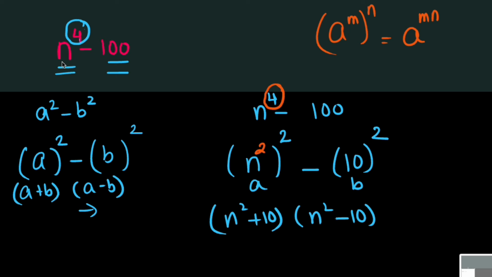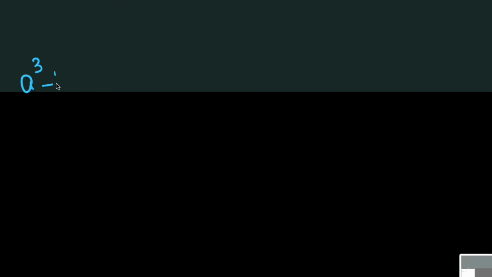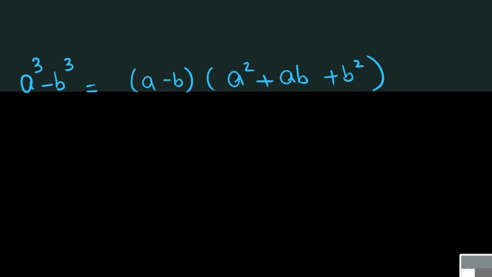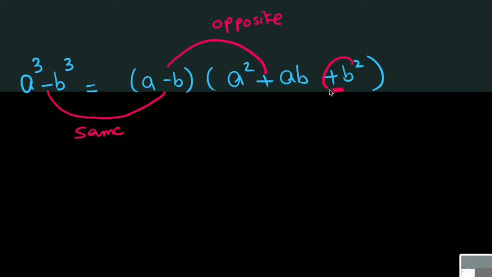Let's factorize the cubic binomials. A cube minus B cube. And A cube minus B cube has the formula of A minus B, A squared plus AB plus B squared. Easy way to memorize this formula is, you can see that the sign of the question and the first parentheses is exactly the same, but the sign of the middle term in the next parentheses is different. So you can say it's same, same and opposite. Remember, the sign of this last term will always be a positive term. This will always remain a positive sign.